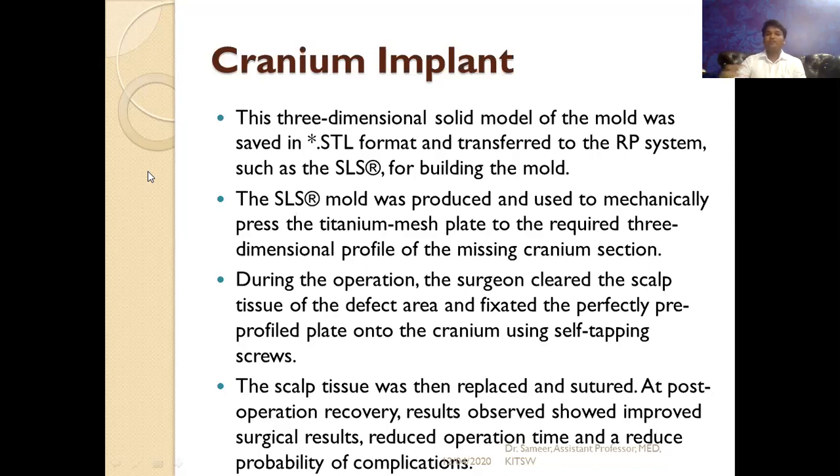Now this has to be transferred into the RP system. The RP system that we are using is the SLS, that is the laser sintering, for building the mold.